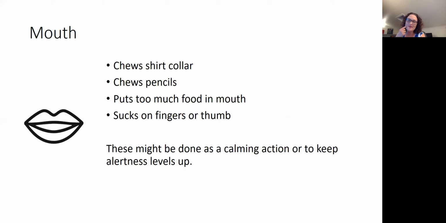So the mouth is a really great tool for self-regulation. So sometimes kids do this to calm themselves down if they're feeling anxious, or if they're feeling tired and they're trying to keep in that just right zone. It can help to bring them up as well.